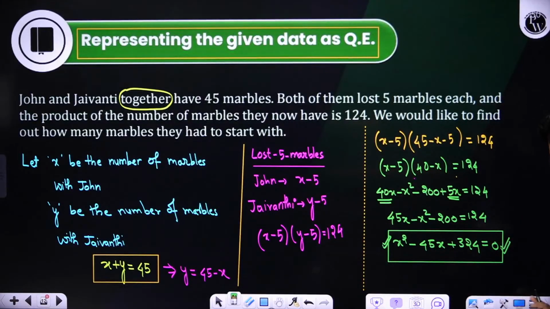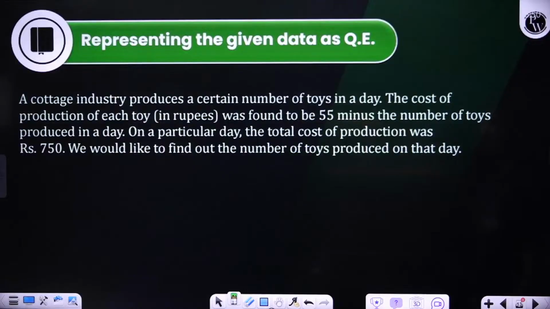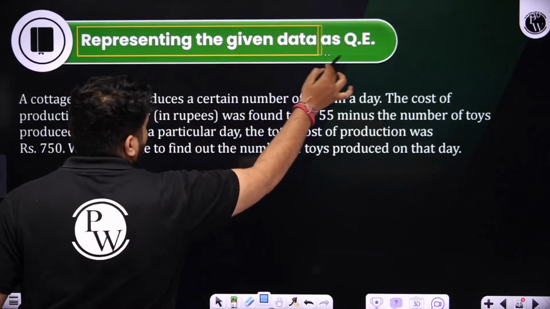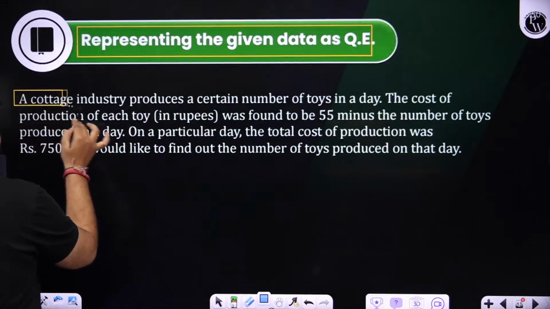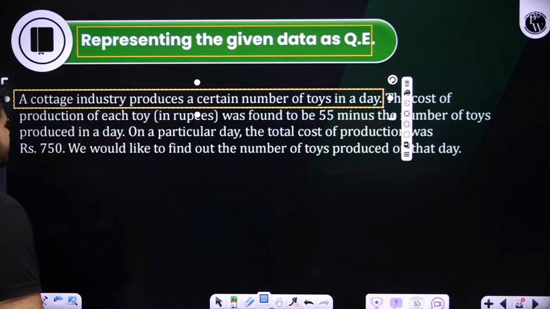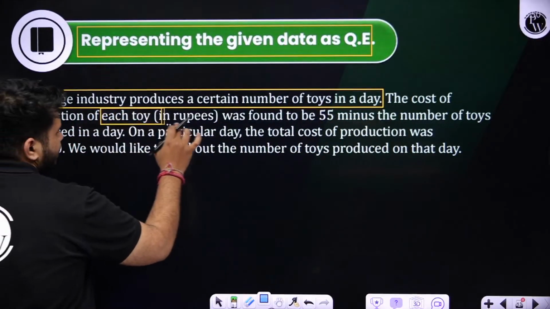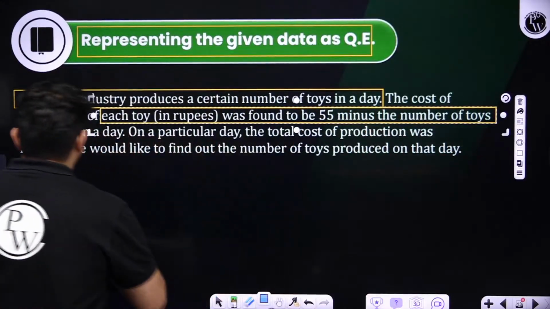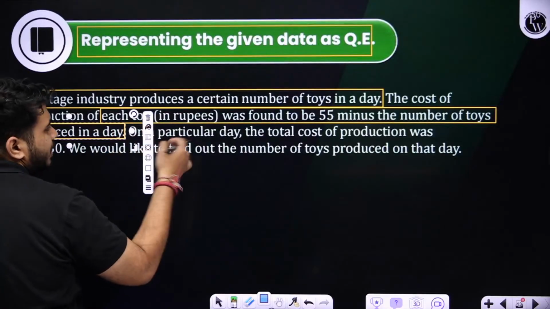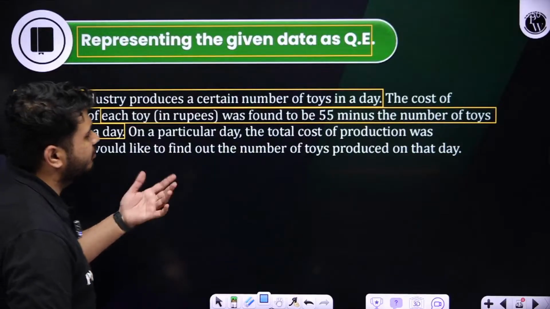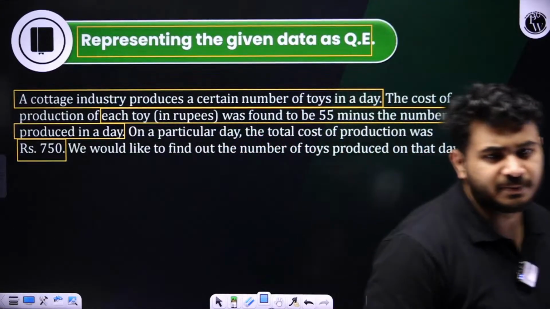Yes, so using quadratic equation, given data, we can represent a quadratic equation over here. Next note, a cottage industry produces a certain number of toys in a day. The cost of production of each toy was found to be 55 minus the number of toys produced in the day. On a particular day, the total cost of production was 750. We would like to find out the number of toys produced that day.